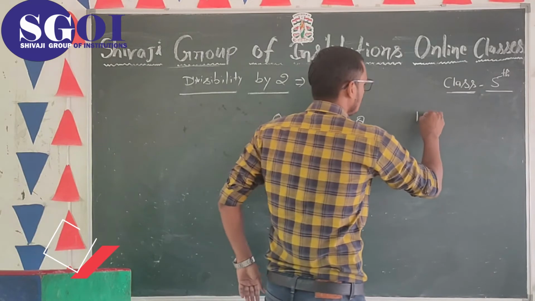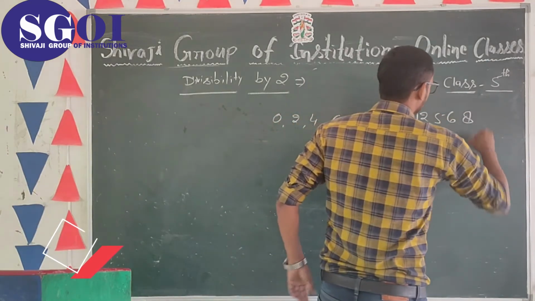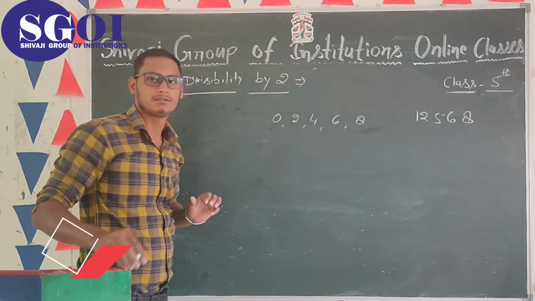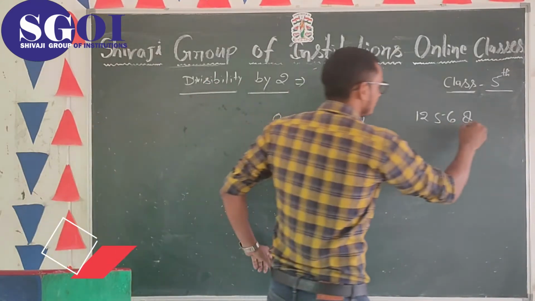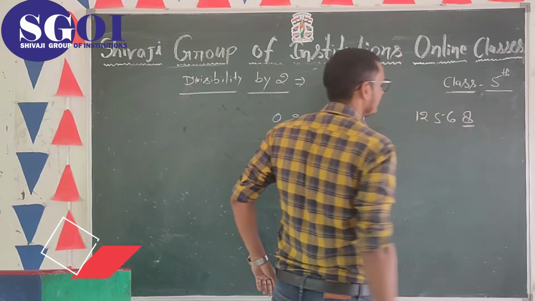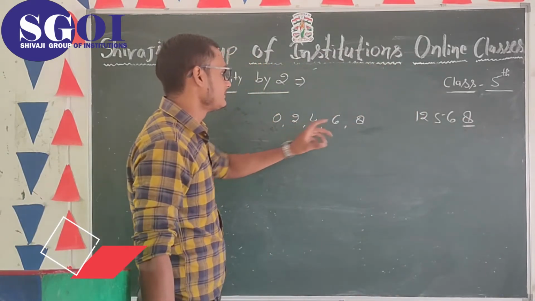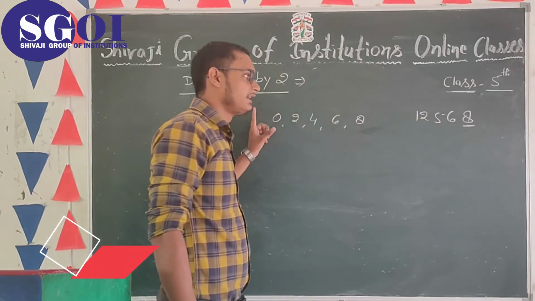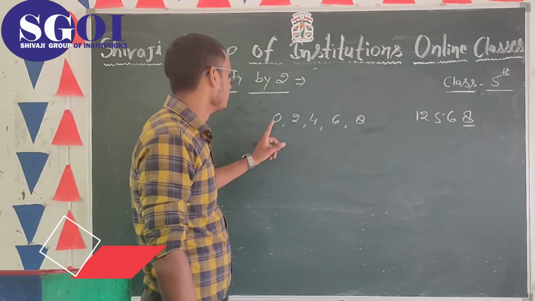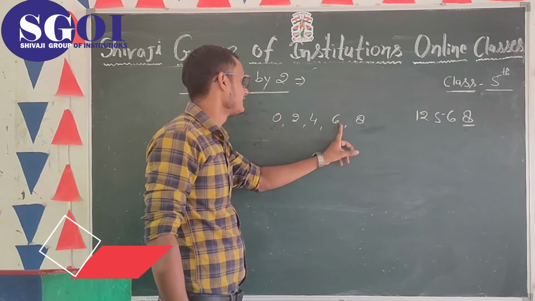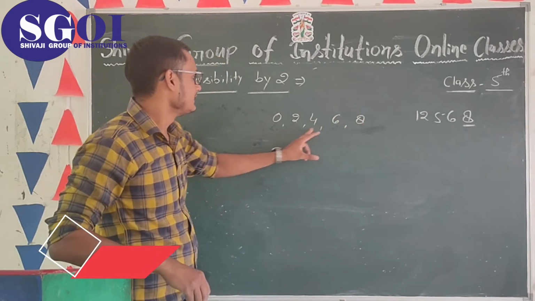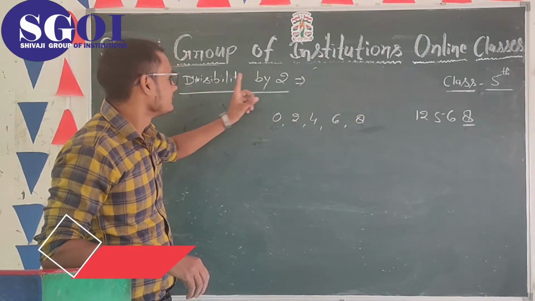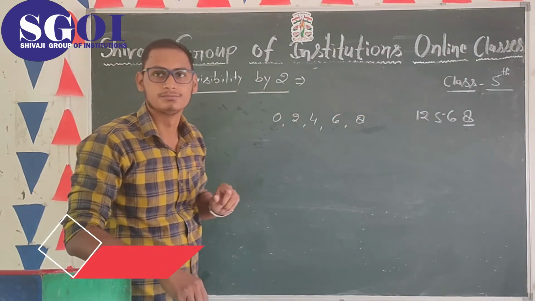Look, is 12,568 divisible by 2 or not? First we look at the ones place number. The ones place number is 8. If 8 is in the ones place, the number is divisible by 2. If any of these digits 0, 2, 4, 6, 8 is in the ones place, we can say that the number is divisible by 2.